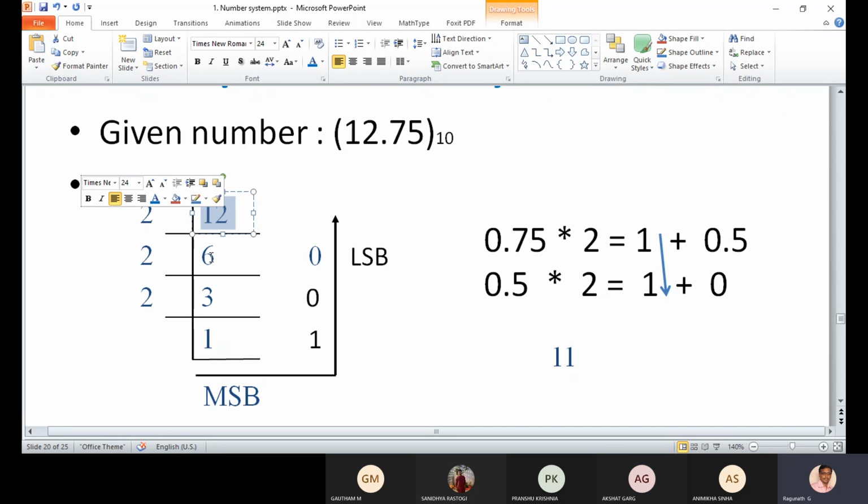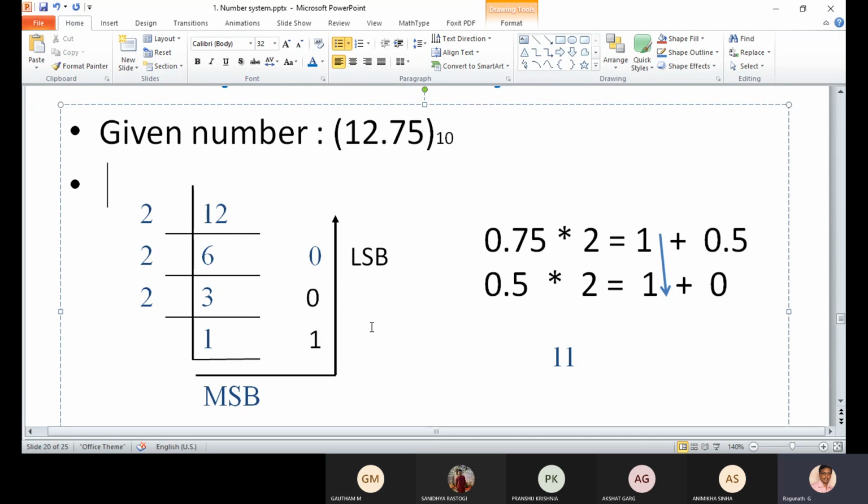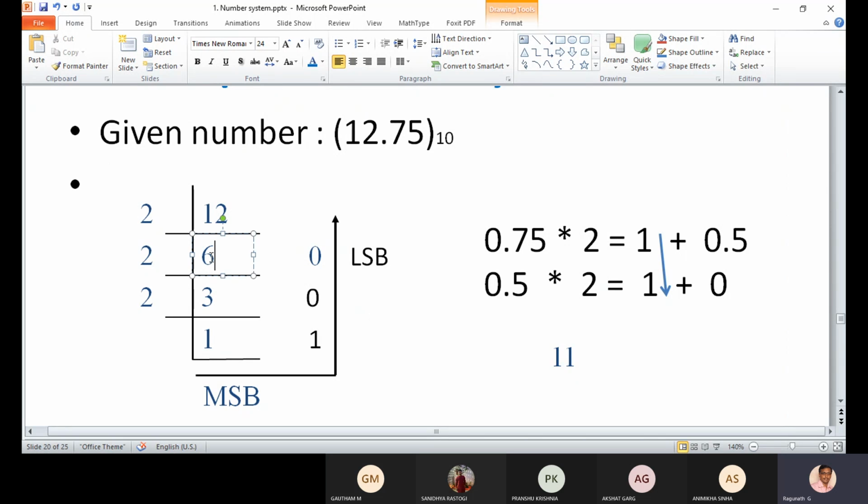So what is the value if you divide 12 by 2? What is the quotient and what is the remainder? Quotient is 6 and remainder is 0. In the next iteration, you should take the quotient value. Don't take the remainder. You have to note down the remainder, but don't take it for the next iteration. You have to take the quotient.